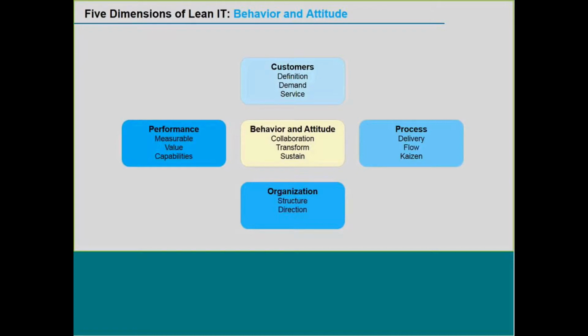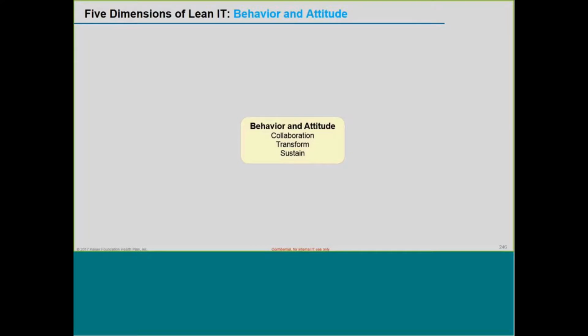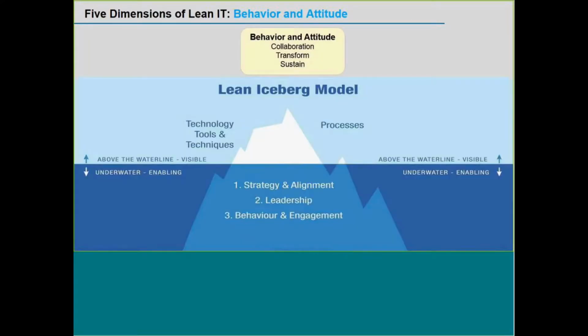To this point, we have covered the first 4 dimensions of Lean IT: customers, process, organization, performance, and we are now ready to dive into behavior and attitude. Some key aspects we'll focus on during the course of this presentation are collaboration, transformation, and how to build a sustaining environment for lean behavior within the IT organization.